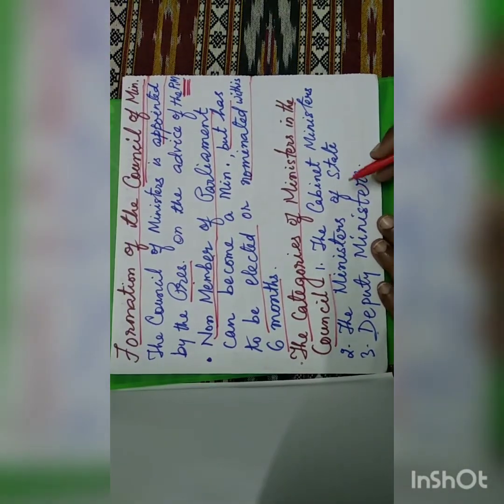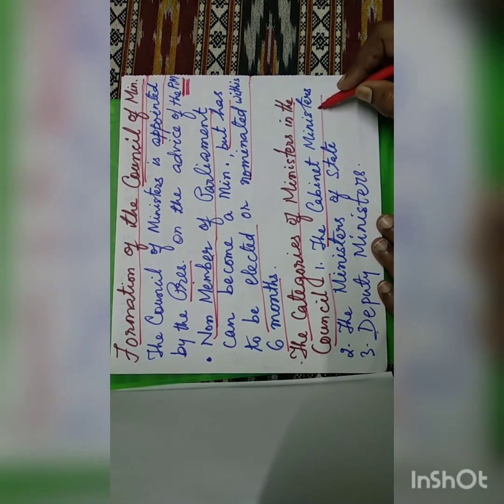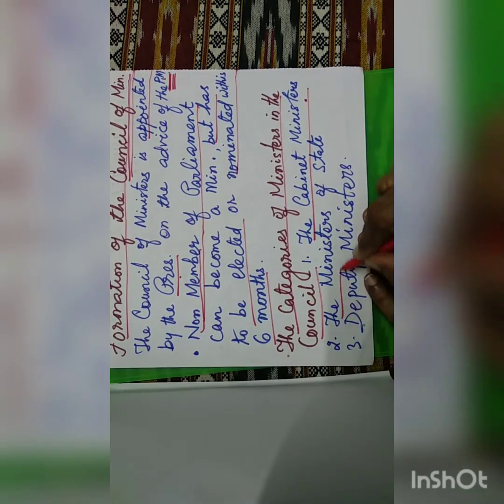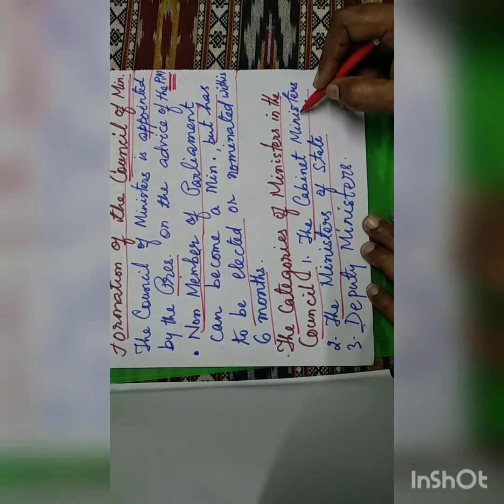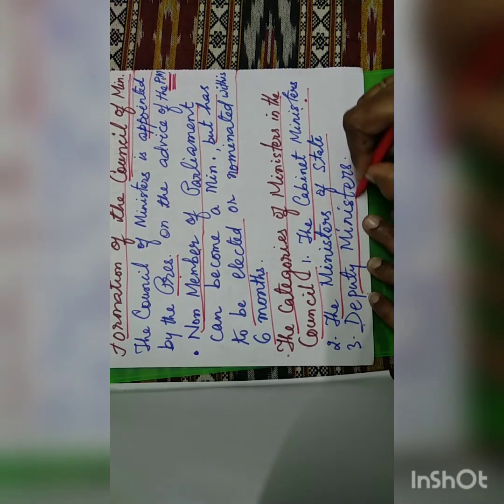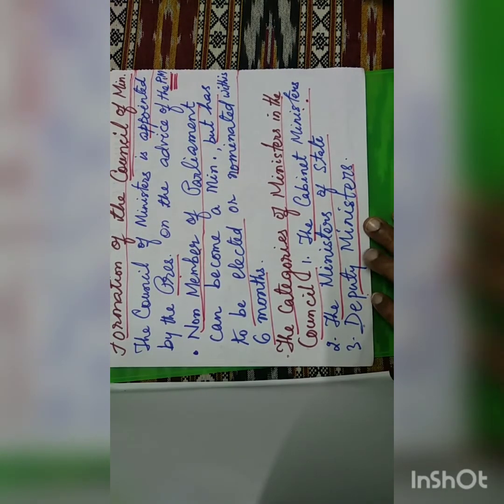Then it's the category of ministers in the council. The Council of Ministers has 3 categories. Category 1, the cabinet ministers. They are top-ranking ministers of the council. The second category is the ministers of state. They are the second rank of the ministers who assist in the work of the cabinet ministers. And the third category is the deputy ministers, who also assist the other 2 categories of ministers.